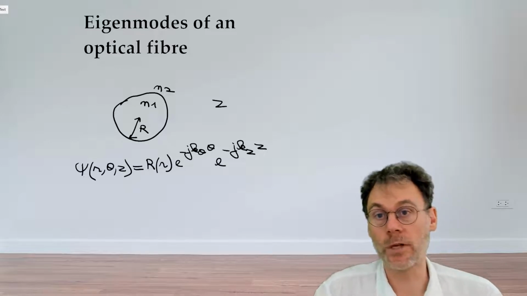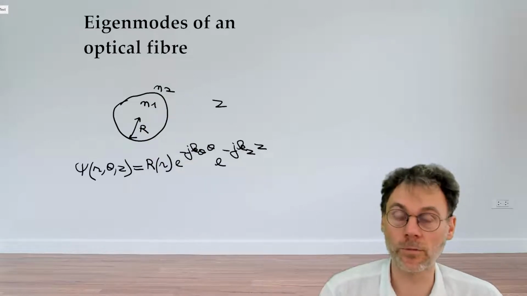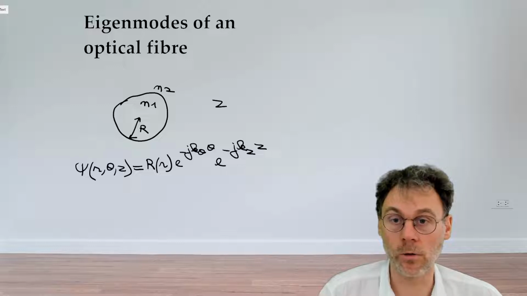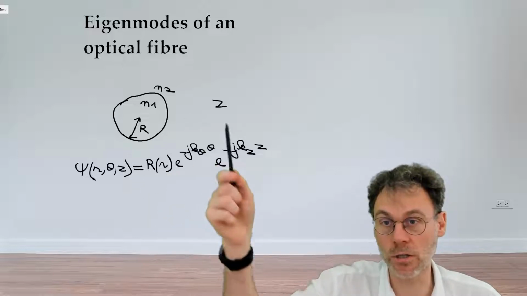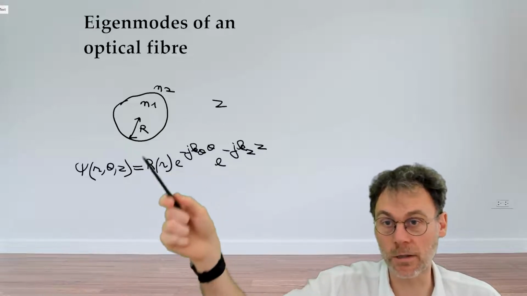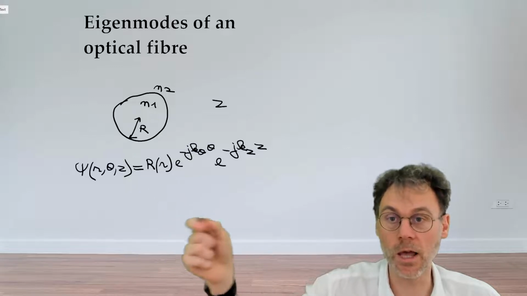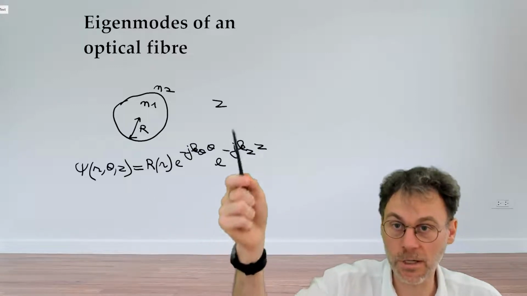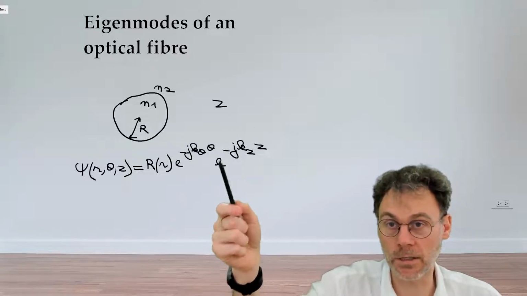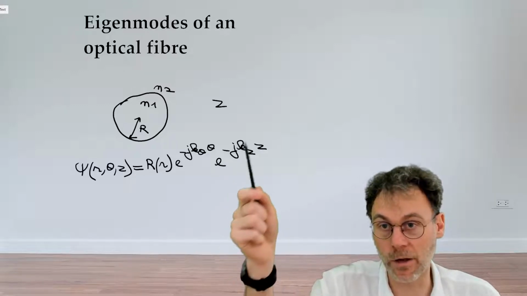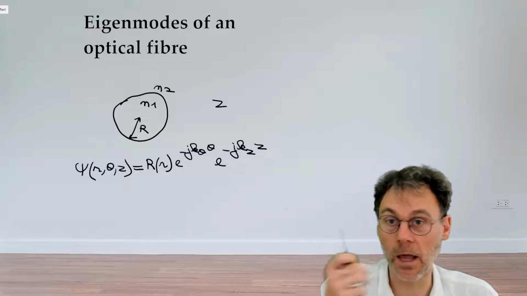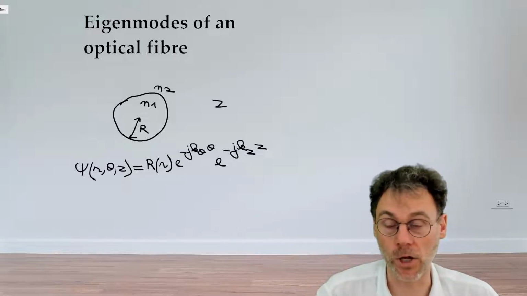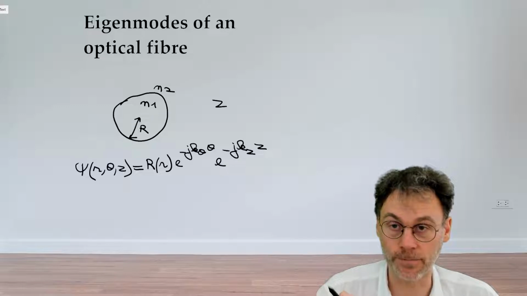The goal of the problem is to find eigenmodes of an optical fiber, of a waveguide. Now, what's the definition of an eigenmode? It's basically a field profile where the stuff that happens in the transverse direction stays constant and does not depend on the propagation direction z. And the only thing that happens in the z direction is this complex exponential. So by the very definition of an eigenmode, this is why we have this form. And then kz obviously is the propagation constant of the eigenmode.